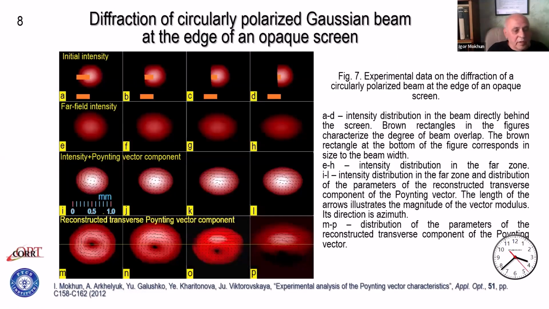The data of numerical modeling were confirmed experimentally. The bottom row of the figure corresponds to the distributions of the parameters of the reconstructed transverse component of the Poynting vector. The parameters were reconstructed using the method described in this article.